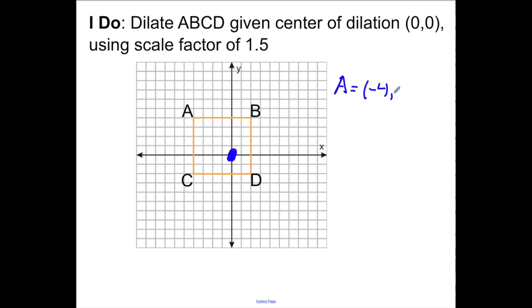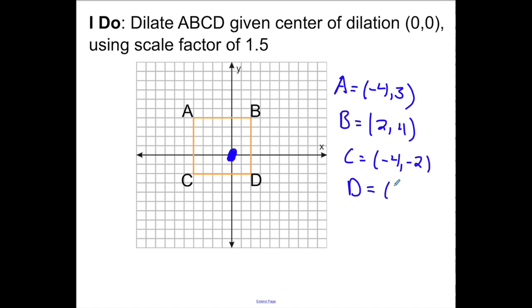I've got original A is 4, 3. Original B is 2, 4. Original C is -4, -2. And original D is 2, -2. So now I need to do a scale factor of 1.5.